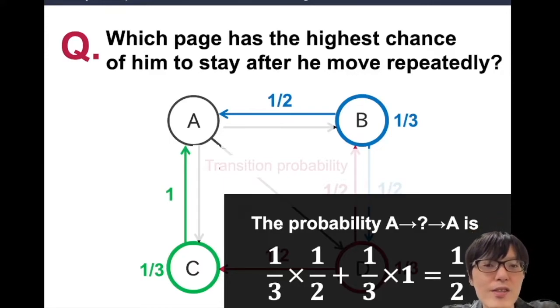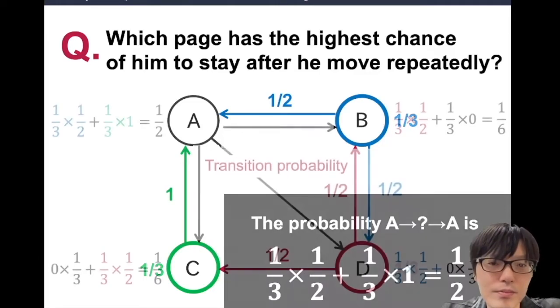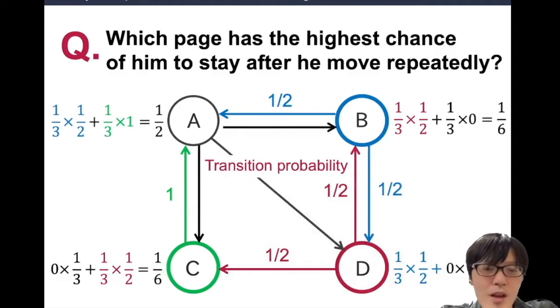From these two case observations, we can find the user's probability to stay on page A after the second transition is totally 1/2 by using this mathematical procedure. Okay. When we calculate the other pages' probability with the same procedures, we can find the probability of the user to stay on each web page after the second transition like this.